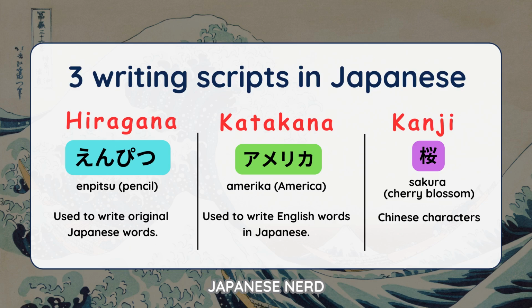Konnichiwa minasan! Today we'll be learning about the three writing scripts in Japanese: Hiragana, Katakana, and Kanji. Hiragana is used to write original Japanese words. For example, enpitsu, meaning pencil. Katakana is used to write English words in Japanese. For example, America, which means America.